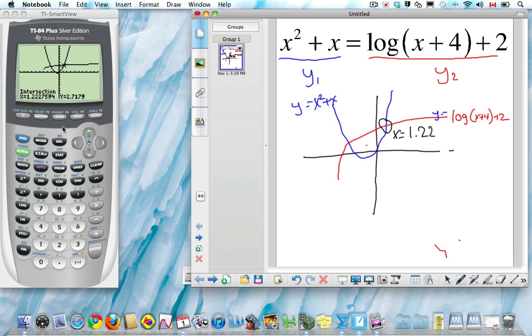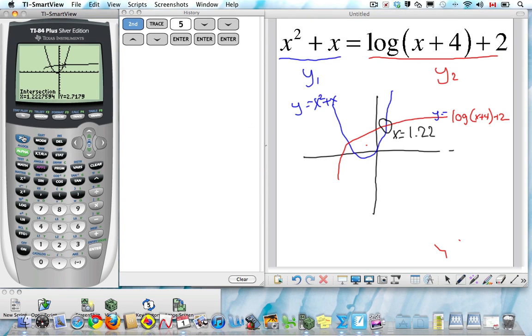Okay, to find the other value, I'm going to again go second trace, which is my calculate menu, which is a great menu. I'm going to go number 5, which is intersect. And now again I go first curve, second curve, it's switched. Now the guess is near here. If I would hit enter, it would find this intersection again. I have to guess around here to go closer to it, which is about -2 or -3, I can tell from my graph down here. So I'm just going to guess -3, just to put me in the right area. Enter, and lo and behold, it finds me that intersection point.